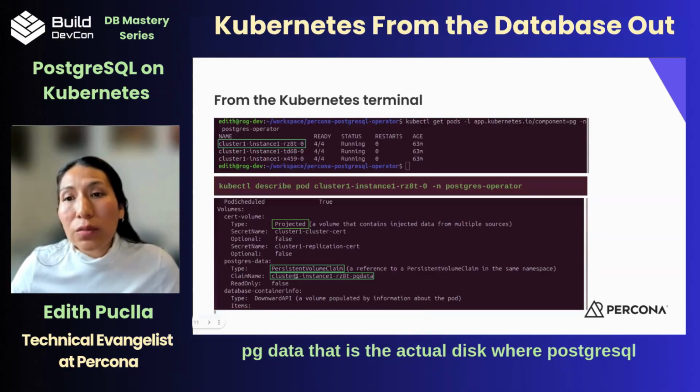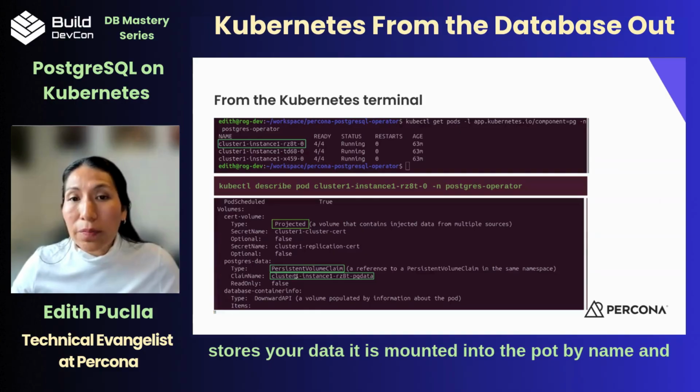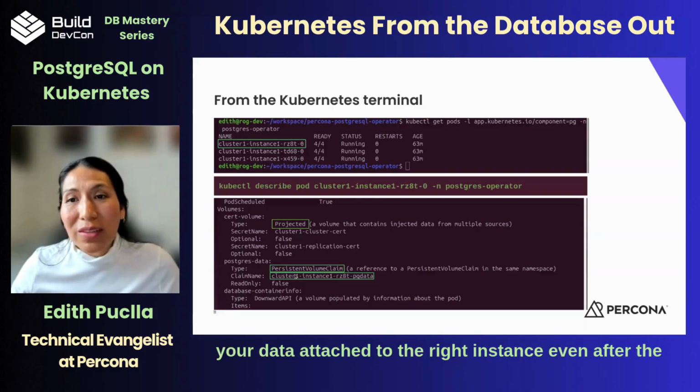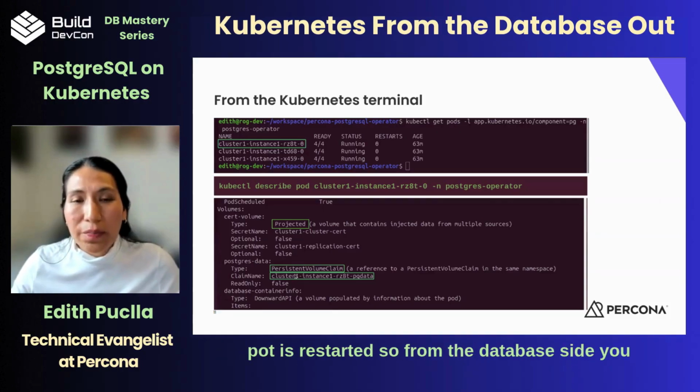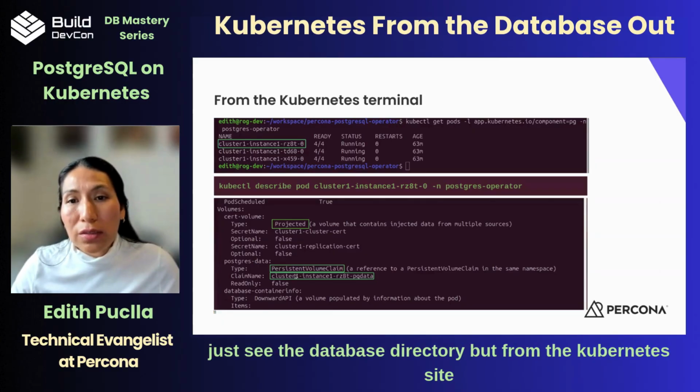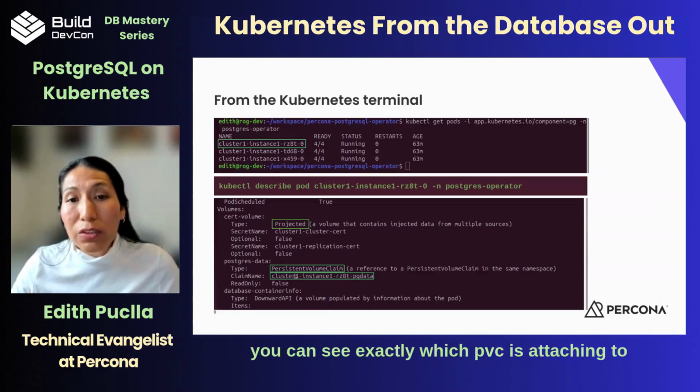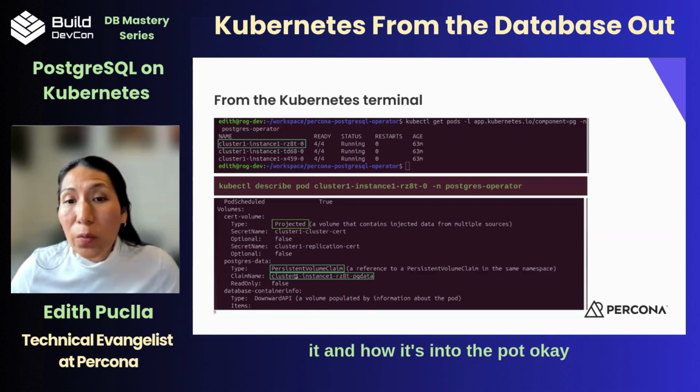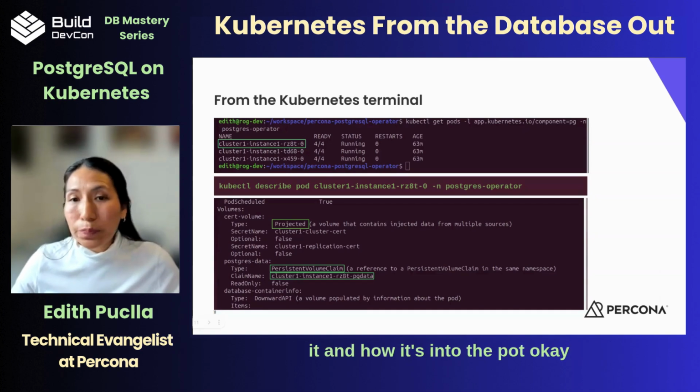That is the actual disk where PostgreSQL stores your data. It is mounted into the pod by name. And that name is what keeps your data attached to the right instance even after the pod is restarted. So from the database side, you just see the database directory, but from the Kubernetes side, you can see exactly which PVC is attached to it and how it is wired into the pod.